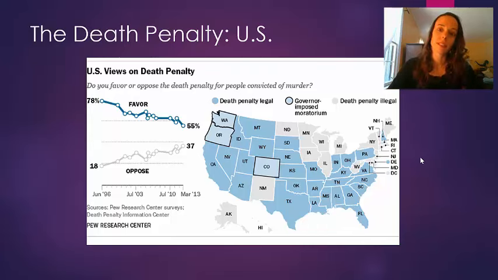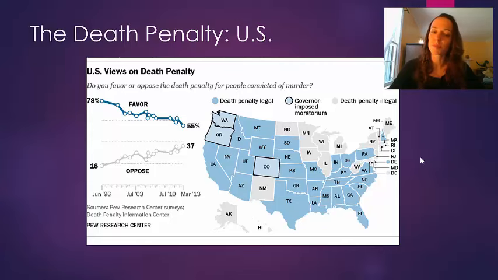And then we have 3 states in which the governor of those states has imposed a moratorium on the death penalty. That means they haven't rendered it illegal yet, but they're not conducting any executions right now. So the idea here is just to illustrate that in the United States, individual states have a whole lot of power to determine whether they're going to use the death penalty or not. And this is definitely an issue that varies state by state.